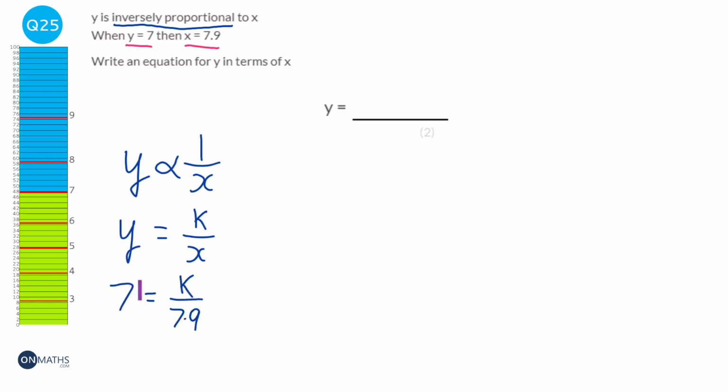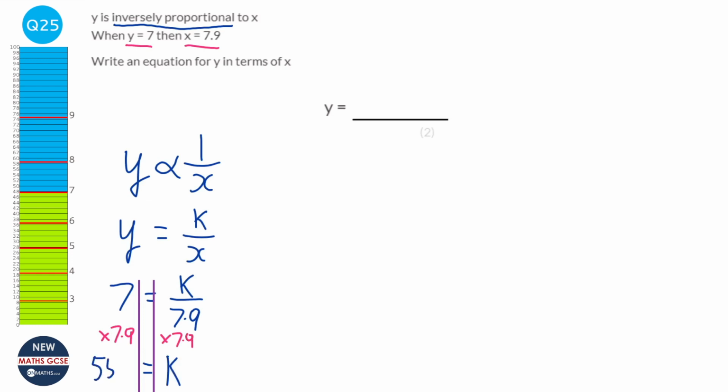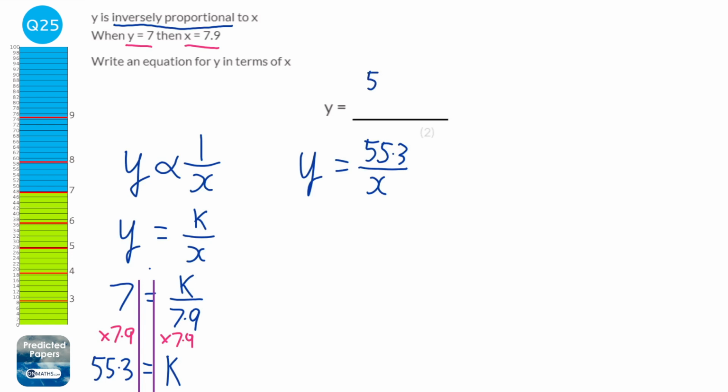And what I need to do now is just draw my lines down. And what I'm going to do is I'm going to just times both sides by 7.9. And so we have k equals, and it'd be 7 times 7.9, which is 55.3. So we know that k is 55.3. So I'm just going to rewrite this equation here, or this formula here. But instead of k, I know that it's going to be 55.3. So our answer is y equals 55.3 over x.